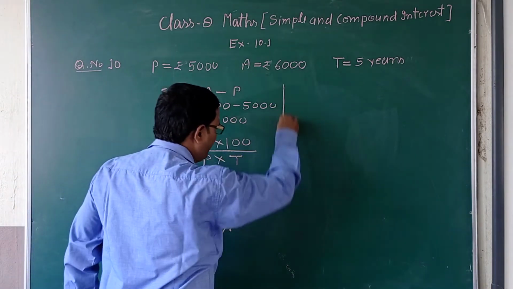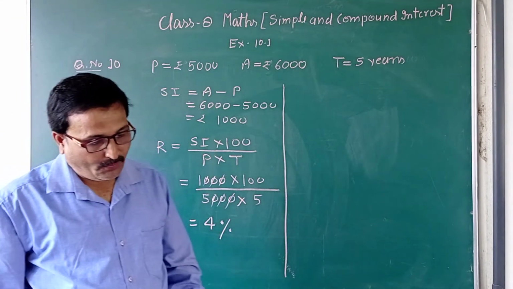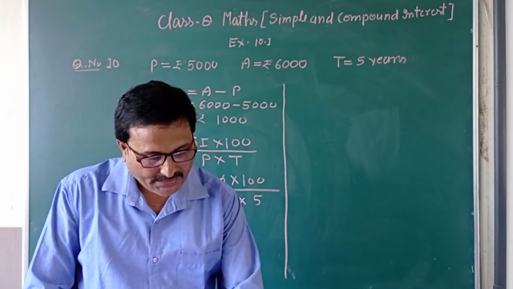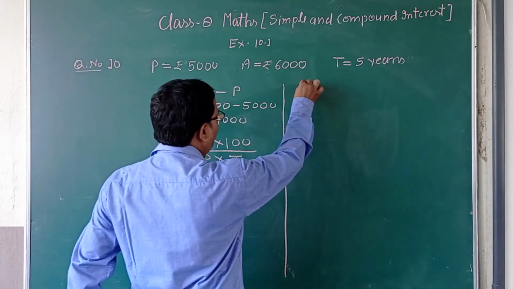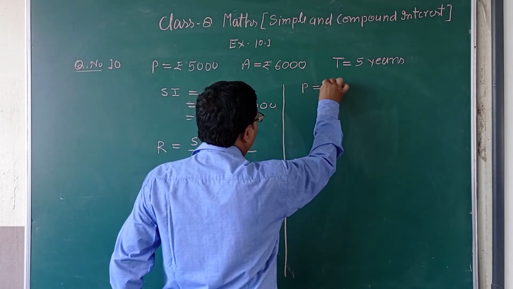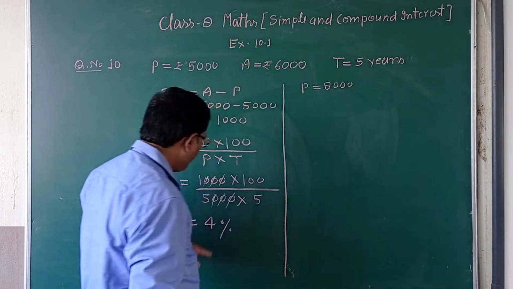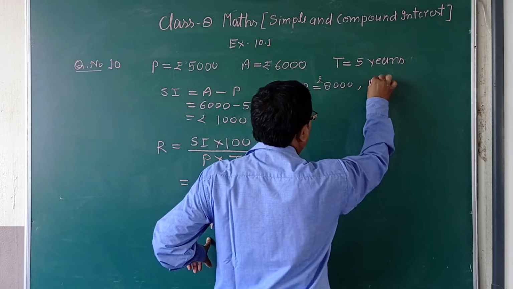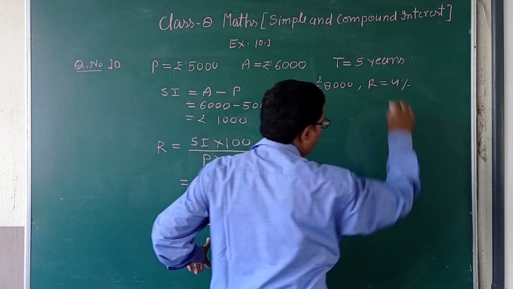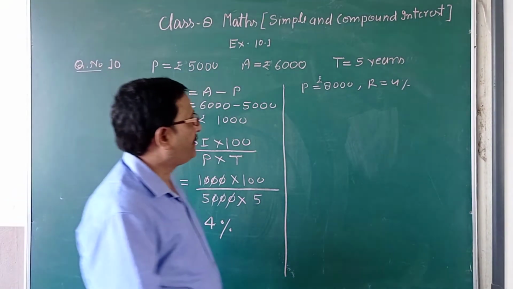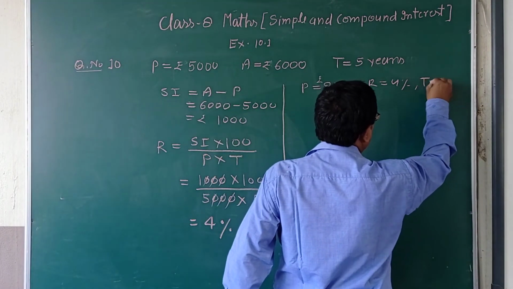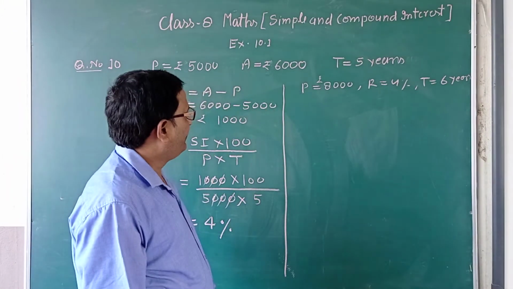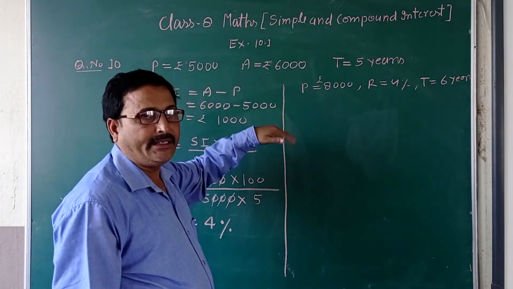Now the question is, what will rupees 8,000 amount to at the same rate? Now the principal will be 8,000, the rate will be the same, 4%, and time is given 6 years. Then what will be the amount?